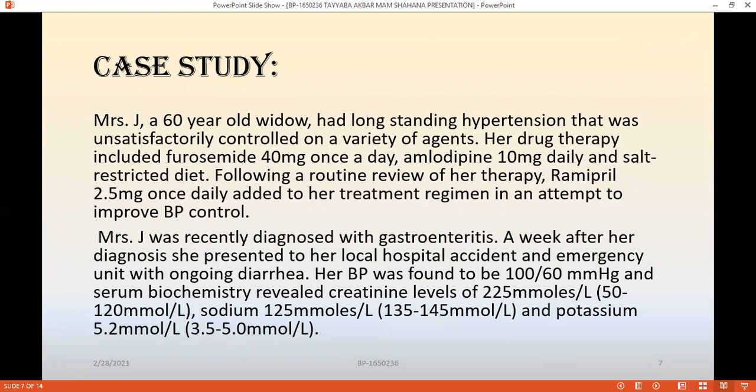Mrs. J was recently diagnosed with gastroenteritis. A week after her diagnosis, she presented to her local hospital accident and emergency unit with ongoing diarrhea. Her BP was found to be 100 by 60 millimeters of mercury, and serum biochemistry revealed a creatinine level of 225 micromoles per liter, while the normal range is 50 to 120 micromoles per liter. Sodium was found to be 125 millimoles per liter, and the normal range is 135 to 145 millimoles per liter, and potassium 5.2 millimoles per liter has been found, while the normal range is 3.5 to 5 millimoles per liter.